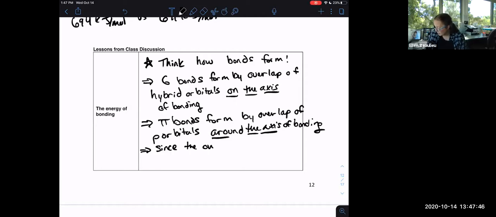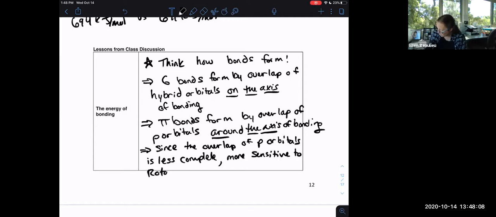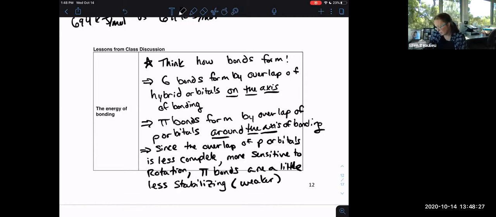Since the overlap of p orbitals is less complete and more sensitive to rotation, pi bonds are a little less stabilizing or weaker than sigma. That's why it's not merely a double. So that overlap is less good. The strength of that bond is less strong.